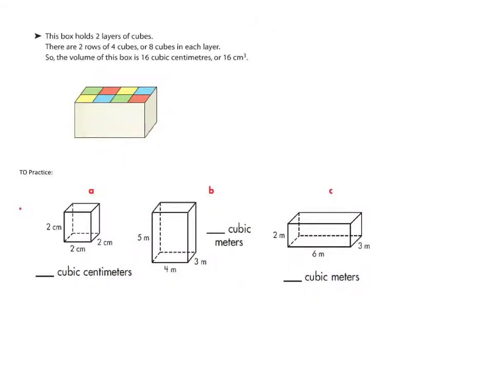All right, here we have another box or a rectangular prism. We have the length, the width, and it tells us that there's 2 layers. So if there's 2 layers, that means 2 is our height. We have 4 as our length, and we have 2 as our width. The length we said was 4, our width we said was 2, and our height we said was 2.